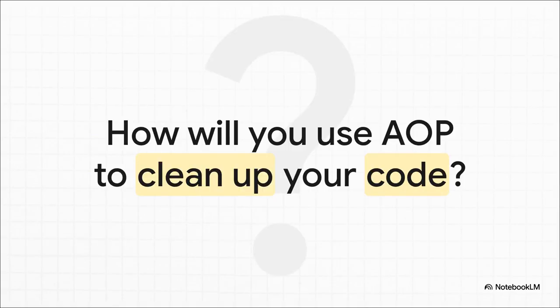And there you have it. That's advice in AOP. Now that you see the 5 different types and how they work, the real question is, where in your own projects right now could you use this to pull out some of that clutter and make your code a whole lot more elegant? Think about it.